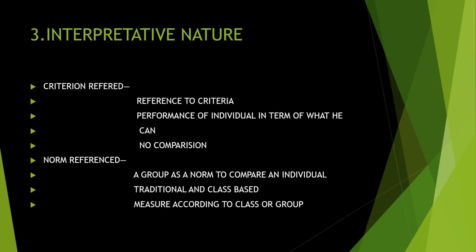That is the interpretative nature. According to the interpretative nature, there are two types of evaluation. One is criterion referenced. According to the criteria, reference to criteria. For example, if 40% is considered as the pass mark, if the individual got 40%, that is enough. The learner is not compared to any other one here. Understood? The performance of the individual in terms of what that individual can do is the only thing compared, and not with others. The individual is not compared with anyone. In criterion referenced, no comparison is happening. There is some criteria there, 40%, this much mark.